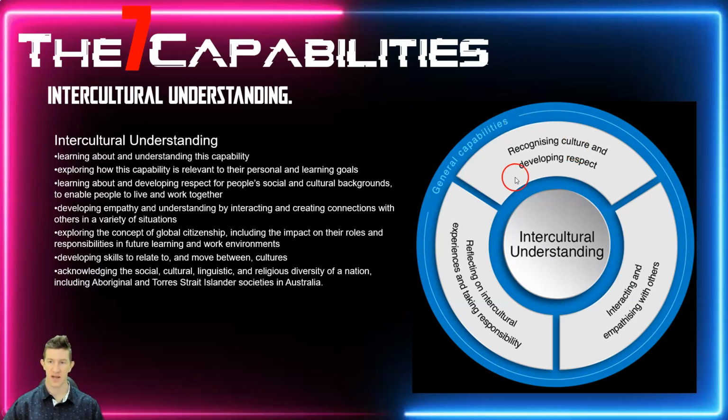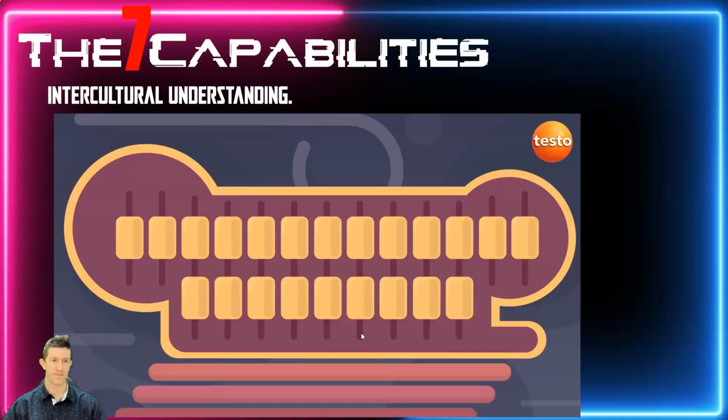So they're talking about recognising culture and developing respect, a really big one. Recognising culture and respect is very, very important at all stages in life. Reflecting on intercultural experiences and taking responsibility, and interacting and empathising with others. So even though at first glance it might seem a little bit ambiguous, what does this even mean? It's ultimately all about empathising with others, interacting with others of different cultures, being respectful and things like that.